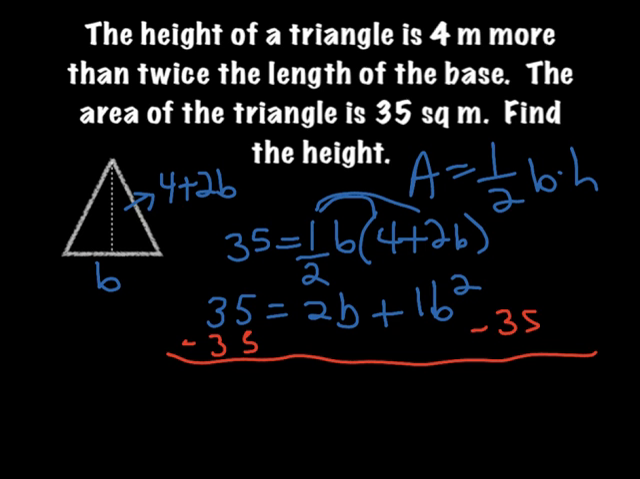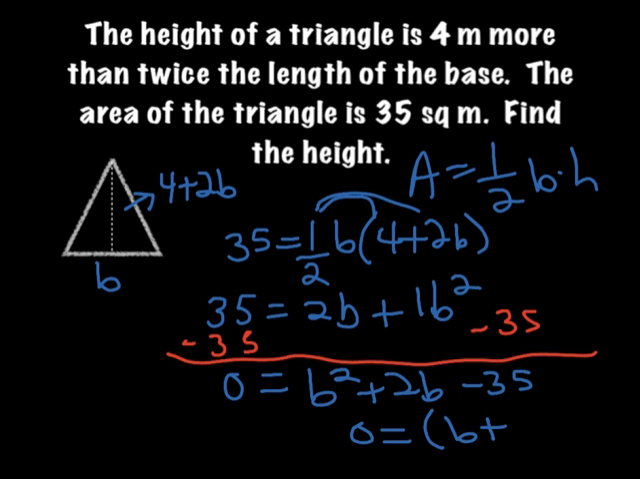So my final equation with 0 by itself is going to be 0 equals, and I'm going to rearrange it a little bit, b squared plus 2b minus 35. Now this can be solved by factoring, and I'm not going to go through the factoring process because I'm running out of room here, so I'm just going to factor it for you. I'm going to get 0 equals b plus 7 times b minus 5, since 7 times negative 5 is negative 35, and 7 plus negative 5 is 2.